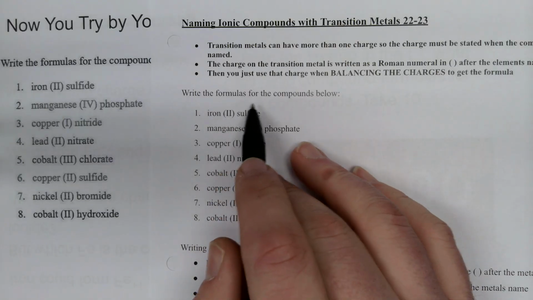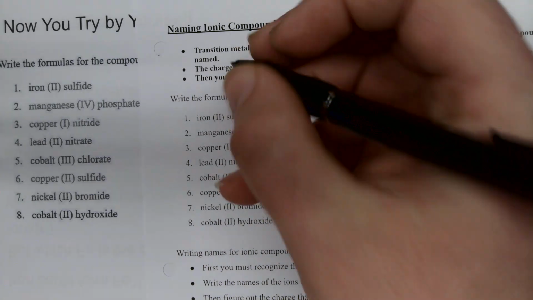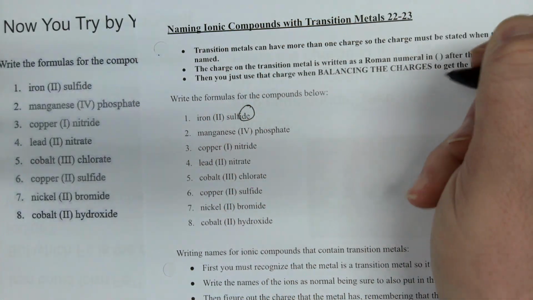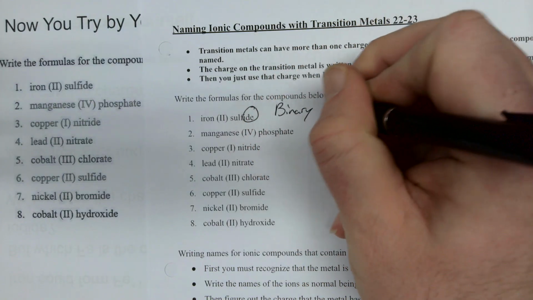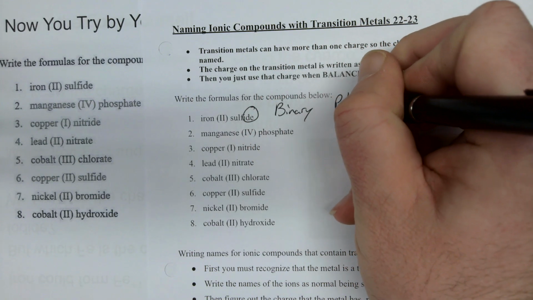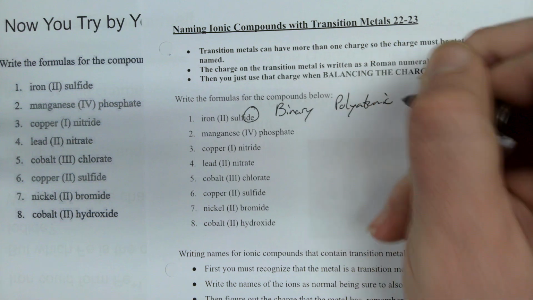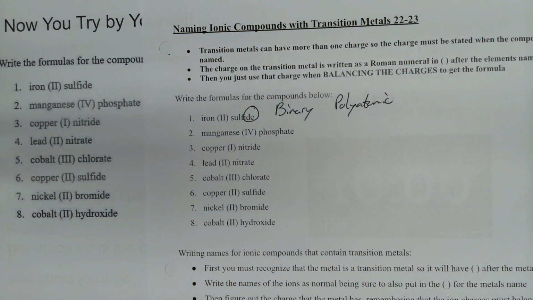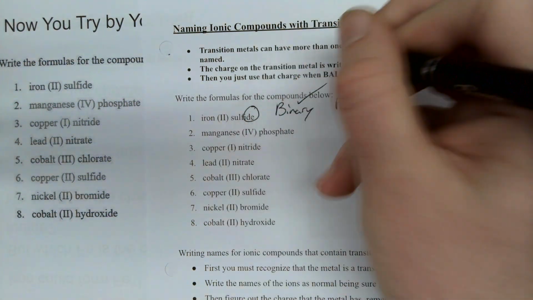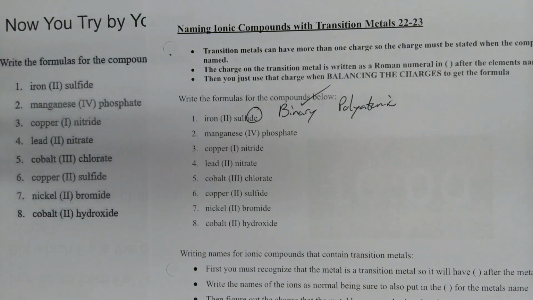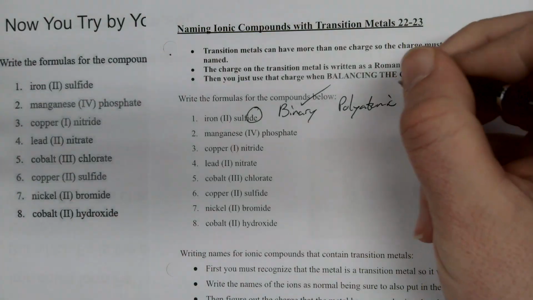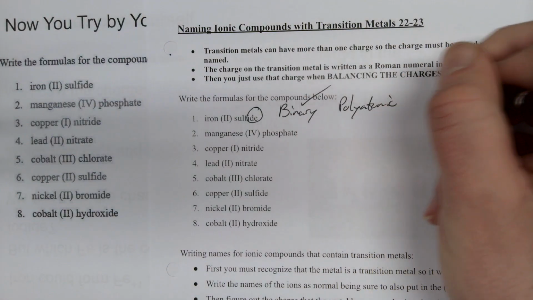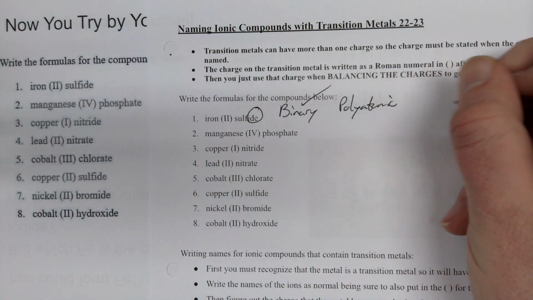I see iron sulfide. Now, if I see an -ide, am I expecting a binary compound or a polyatomic compound? Binary. My -ides are my binary, right?